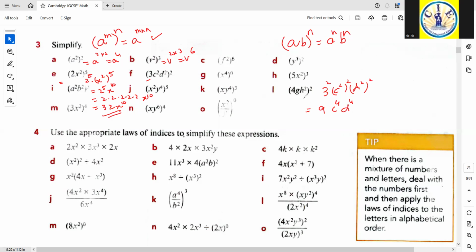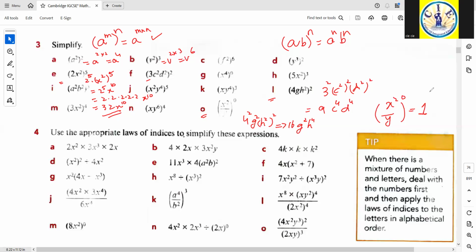And then it is part L, for example, 4 square, g square, h square whole square, which will give me 16 g square h raised to power 4. And for part O, for example, x square by y, whatever the base is, if its power is 0, you straight away write it 1. Any number, any base raised to power 0, the answer is 1. So its answer is 1.